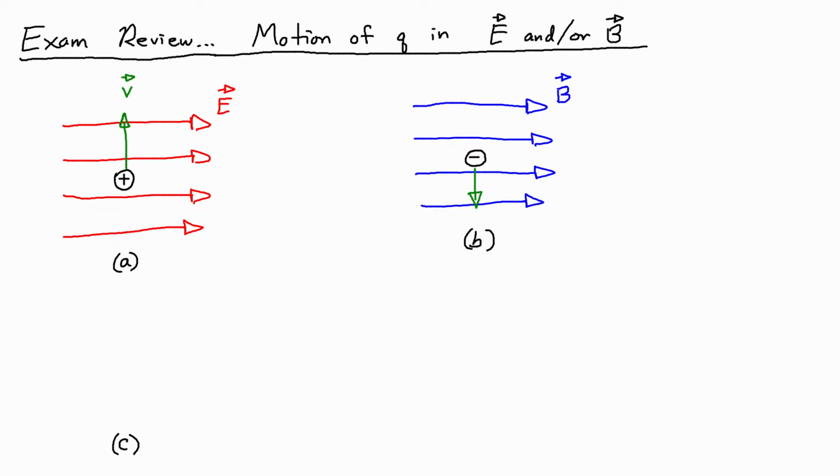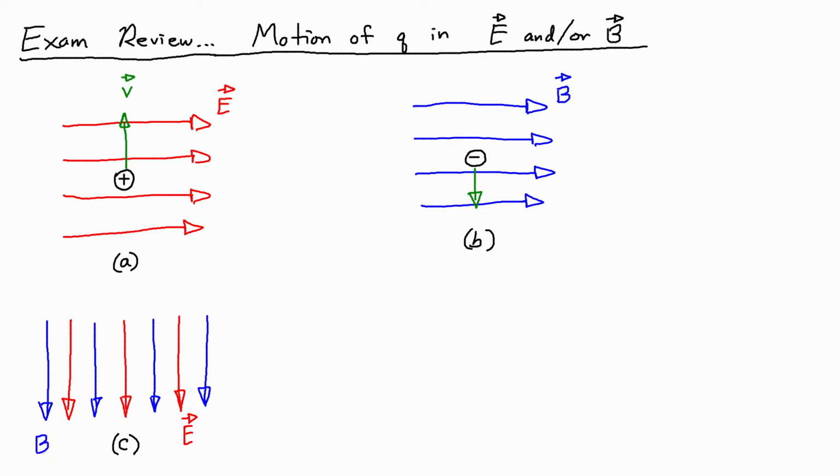For the third one, part C, we actually have a combined electric and magnetic field. In this case, the electric field is uniform, constant, and pointing down. And the magnetic field is also uniform and constant and pointing down. And we have a negatively charged particle with an initial velocity that is upwards. So we describe the motion of that particle in that combined electric and magnetic field.